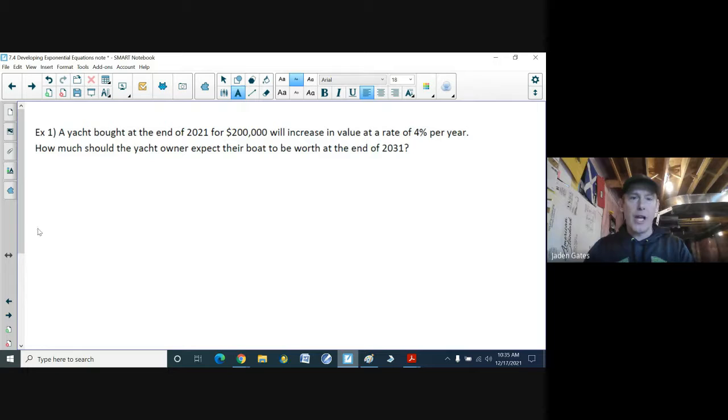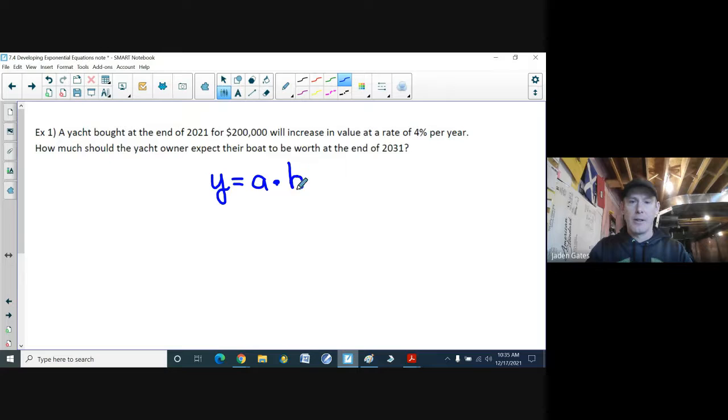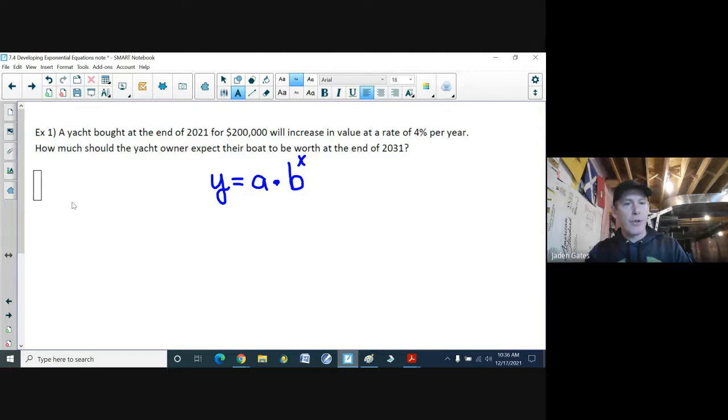All right. So again, getting back to the equation, it's going to be in the form y equals a times b to the power of x. So the starting amount, because we've got to get our a and b. First off, the a is kind of the easier one to get. This boat is going to start off being worth $200,000.